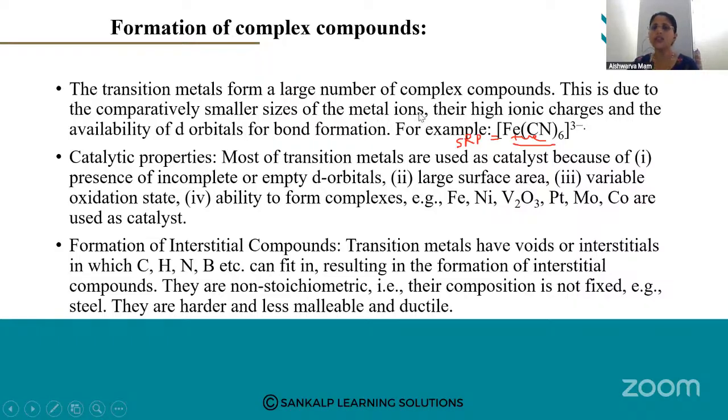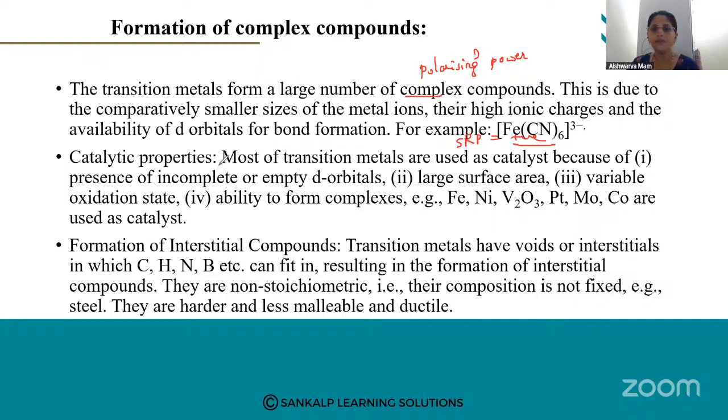Why is the reason? High charge and smaller size of metal ions, giving high ionic charge. Do we understand the polarizing power? Yes or no? We understand the polarizing power. Because of polarizing power, they will accept the electrons donated by the ligands very easily. Therefore, they form a large number of complex compounds.